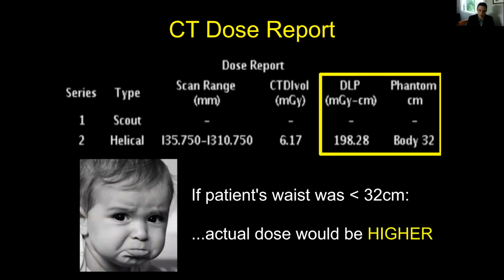But now here's kind of for this lecture, what if the patient's waist was actually less than 32 centimeters, like a baby? The actual dose would be higher. So you would look at the number and think, oh, this isn't so bad. Andrew said be less than 200, but the patient is actually much less than that size. And they're actually getting a higher dose and you just don't realize it.